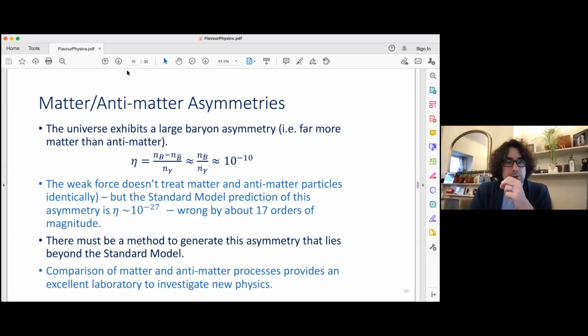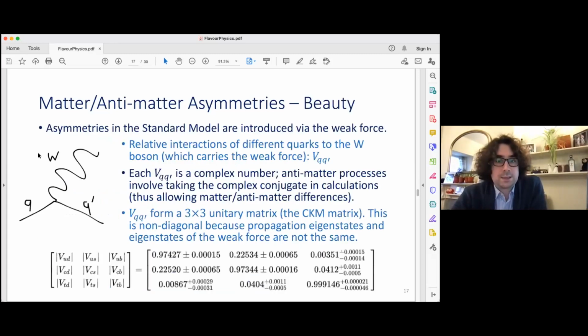Now, the weak force doesn't actually treat matter and antimatter particles identically. So the standard model does allow for this asymmetry, but the standard model prediction of this asymmetry is around 10 to the minus 27. So it can't generate anywhere near the size of the matter-antimatter asymmetry we see in the universe. Or put alternatively, there must be a method to generate this asymmetry that lies beyond the standard model. And therefore, if we go away and compare matter and antimatter processes and look for differences, we might be able to see this new mechanism that might generate this asymmetry. By comparing matter and antimatter processes, we have an excellent laboratory to investigate the effects of new physics.